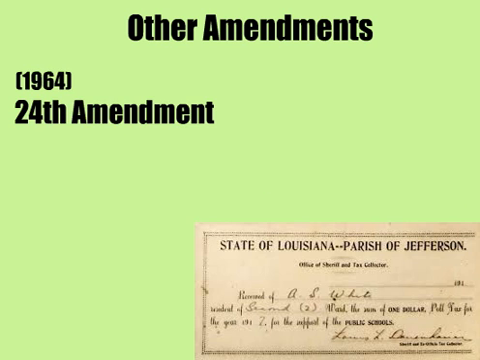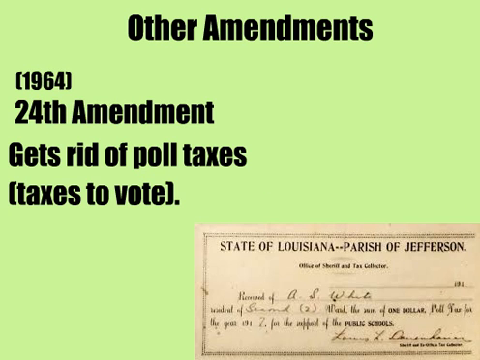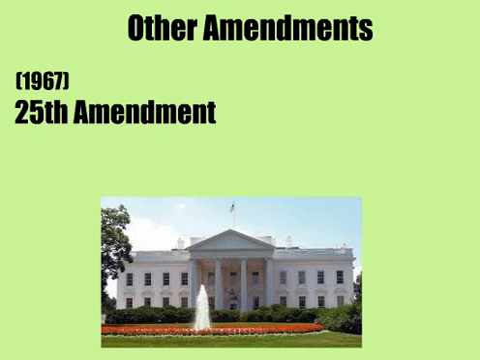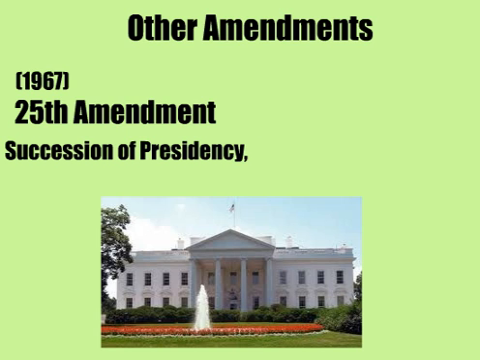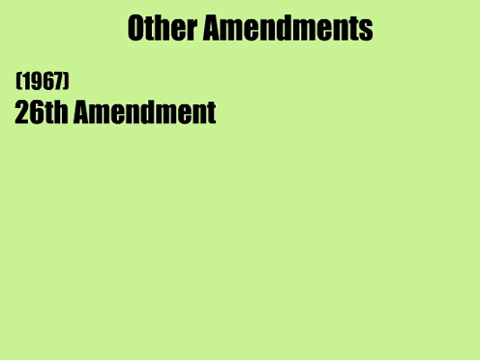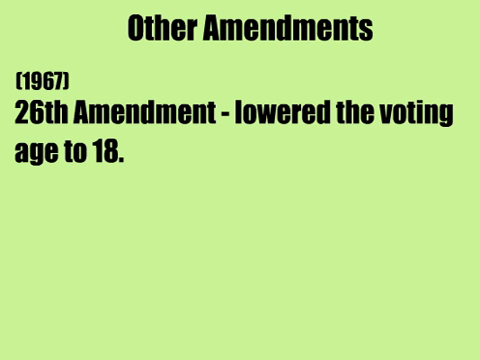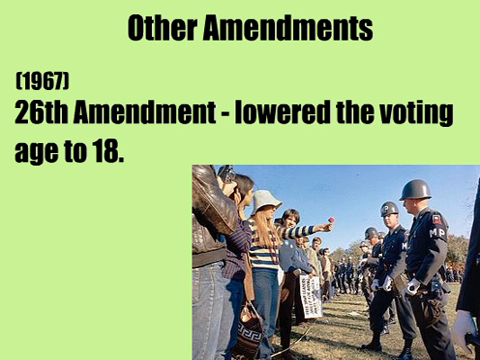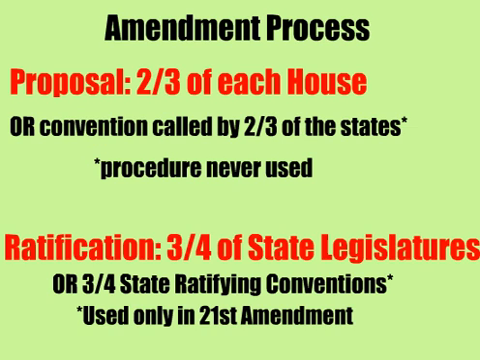The 24th Amendment got rid of poll taxes, or taxes on voting. The 25th Amendment outlined the succession of the presidency, vacancy of the vice presidency, and how to deal with disabled presidents. The 26th Amendment lowered the voting age to 18. During the Vietnam War, it was thought that soldiers were old enough to die for their country, but couldn't change the political climate. This amendment changed all of that.